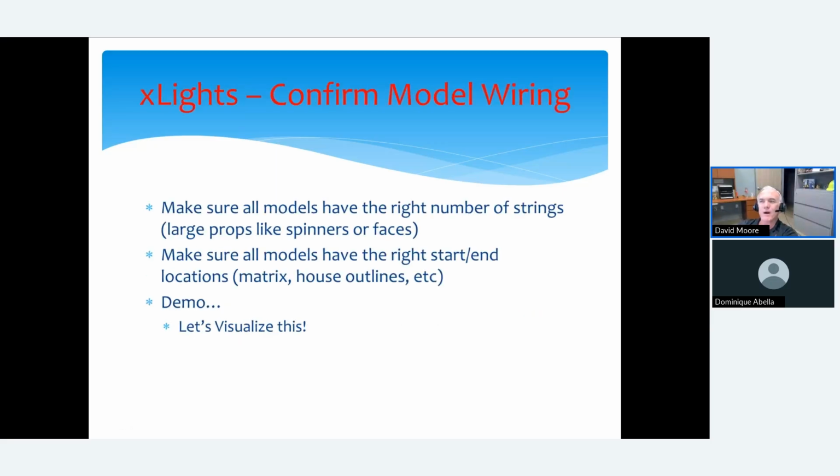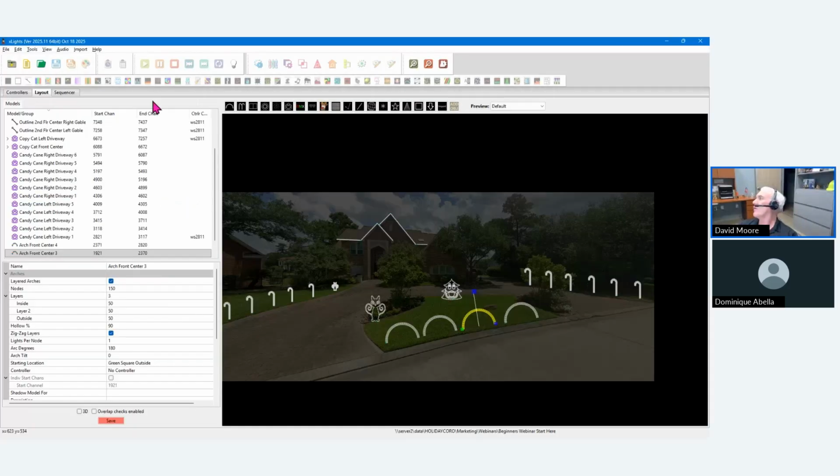xLights. Confirm the model wiring. So this is the point. Again, you should have the models mapped to the real world. We talked about this in the model meeting or webinar last Tuesday, and it has to be right. So let's just recap that. I know I sound like I'm harping on it, but this happens all the time with customers.